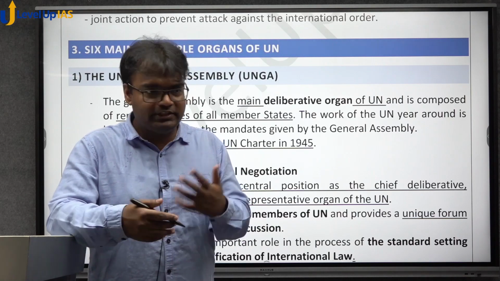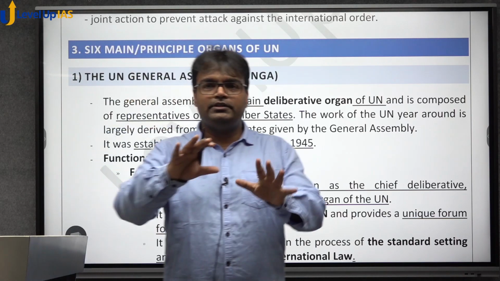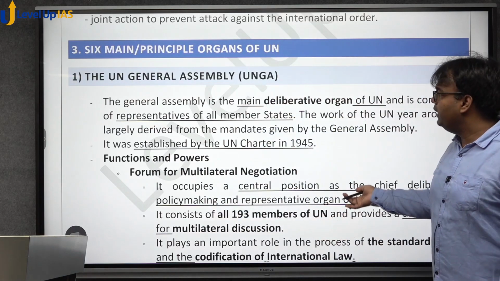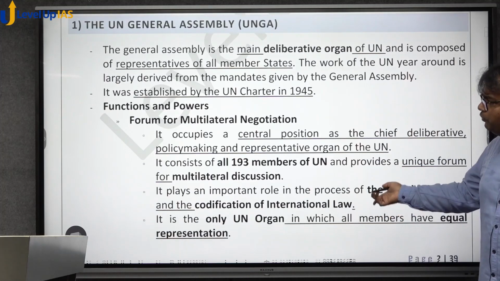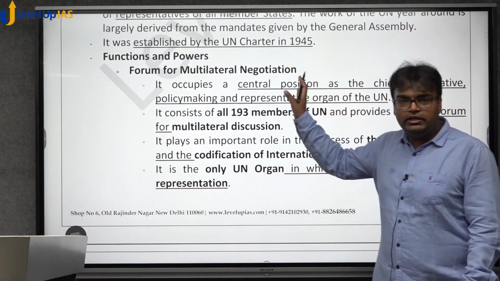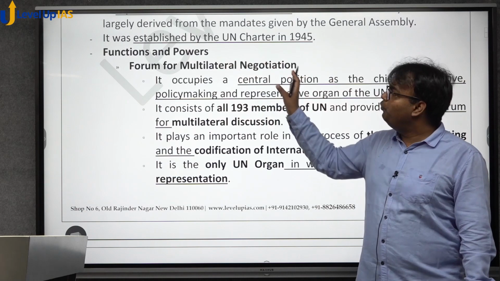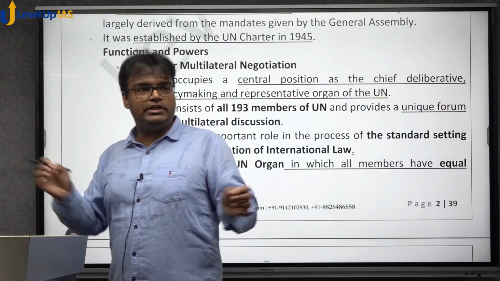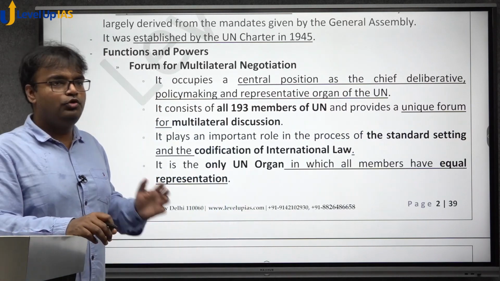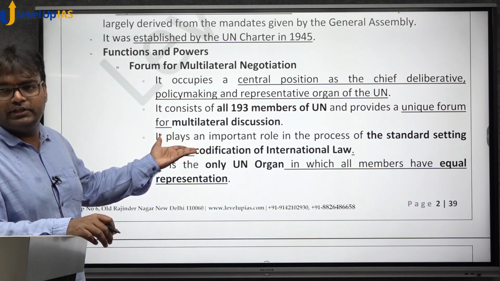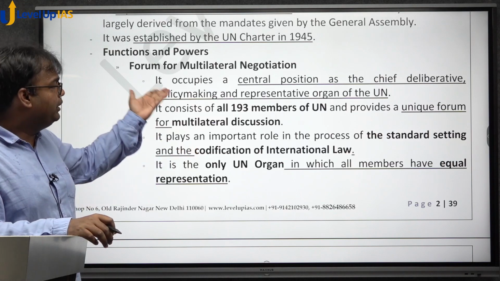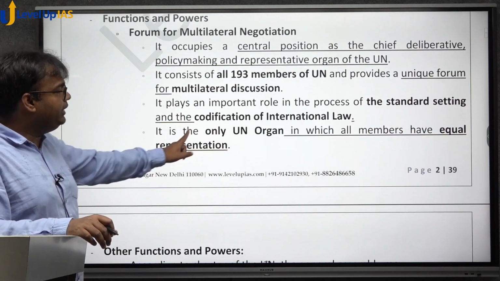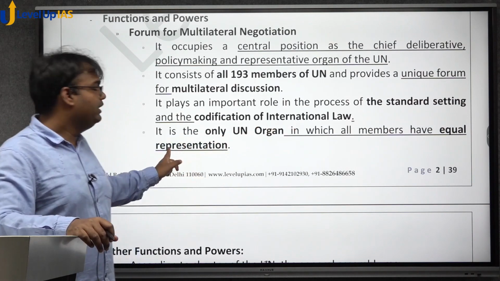What happens in Parliament? Discussions happen. So the United Nations General Assembly is akin to that. It is the main deliberative body. If you look at its function, the key part is that it is a forum for multilateral negotiations. Representatives from all the countries would be there in the United Nations General Assembly, and here negotiations would happen. Now, it is the only UN organ in which all members have equal representation.